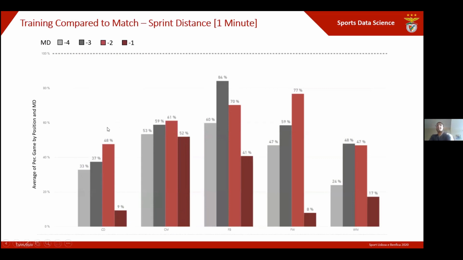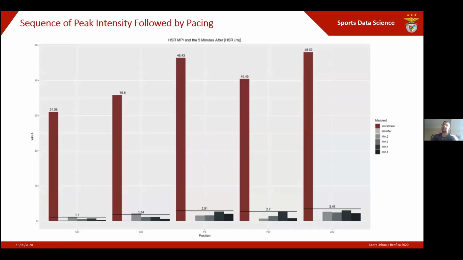Potentially it could be because during the training sessions, whenever they do their 1 minute sequence of peak intensity, it's only really 33%, 37%, 48% of what they get exposed to during a match. Only with the fullbacks do we get anywhere close to match exposure. So perhaps with a different training intervention, if we provide drills where they need to sprint more at higher velocities, we might allow players to still perform at high velocity even after they've performed a 1 minute curve.